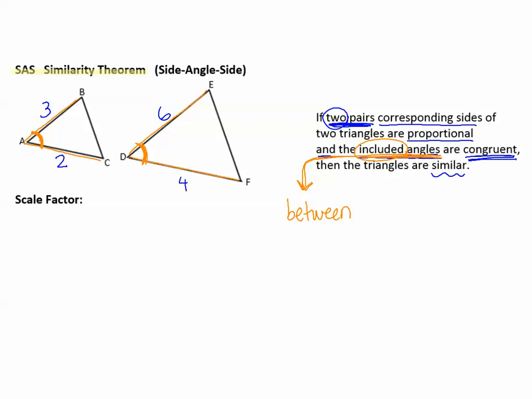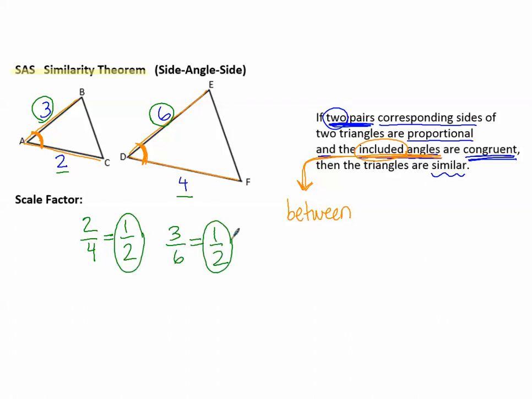Now we just check that the sides are proportional. So I've got the little side with the little side, 2 over 4. That reduces to 1/2. And the bigger side with the bigger side, 3 over 6, also reduces to 1/2. Because these ratios are the same, those sides are proportional, and those ratios give us the scale factor. The scale factor is 1/2. These triangles are similar by the SAS similarity theorem. So remember, you've got 3 shortcuts in order to tell that triangles are similar.